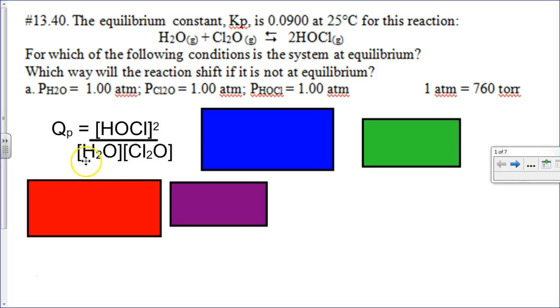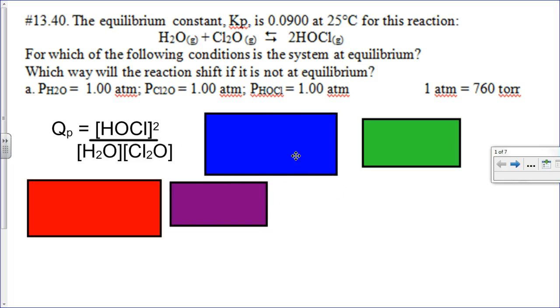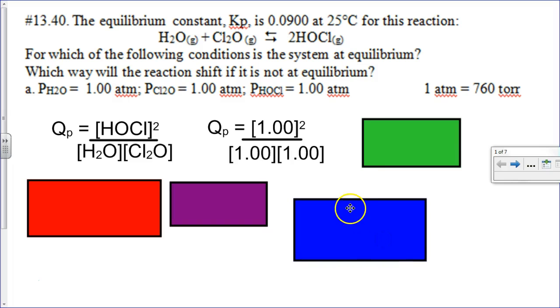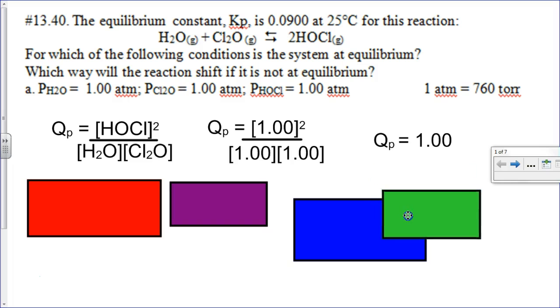All right, I kind of misspoke. I apologize. It should be a Qp because we're not quite certain whether or not these conditions are at equilibrium. So if you're not sure, it should always be a Q. Again, it's the exact same setup. It's just a different notation. So we can now plug in our values.